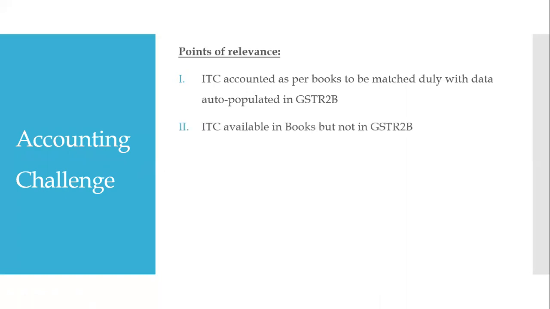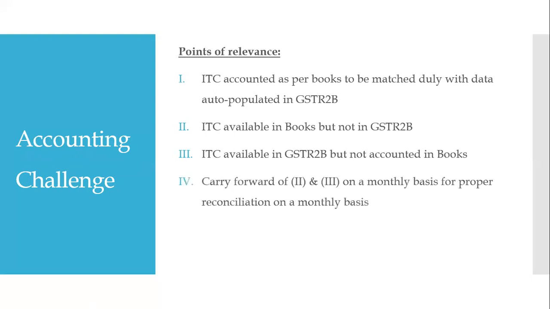One, ITC is accounted in the books, but this is not being reflected in GST 2B. Or ITC is available in GST 2B, but not accounted in the books of accounts. So this data, that is clause number 2 and clause number 3, has to be religiously followed by the accountant on a monthly basis for the purpose of effective reconciliation.